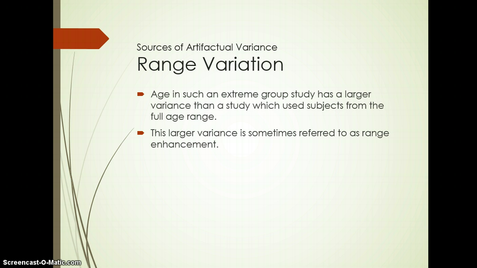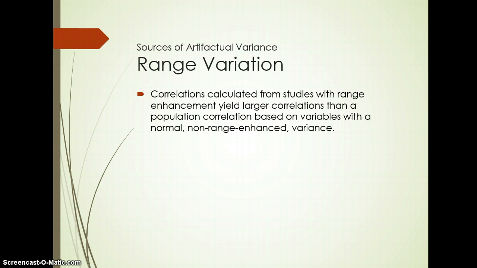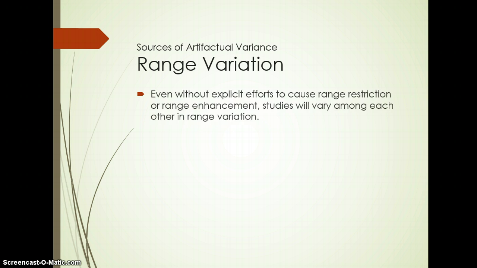as you might suspect, than a study which used subjects with a full range of aged employees. So this larger variance is sometimes referred to as range enhancement. So correlations calculated from studies with range enhancement would yield larger correlations than a population correlation based on variables with a normal, non-range enhanced variance. So previously with range restriction, we have the possibility of attenuating our correlations. Here with range enhancement, we have a chance of reporting larger correlations than what would exist at the population level.